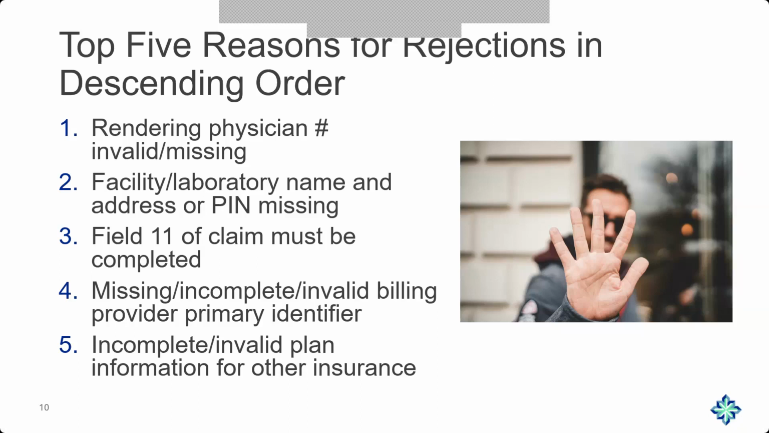Number 4, missing, incomplete, invalid billing provider primary identifier, very, very similar to item number 1. Sometimes you'll see both of these on the remittance advice at the same time. And number 5, incomplete, invalid plan information for other insurance. Well, what does that mean? That means that you told us on the claim that there is another insurance for this beneficiary, but you failed to place all of the information on the claim to identify that plan.